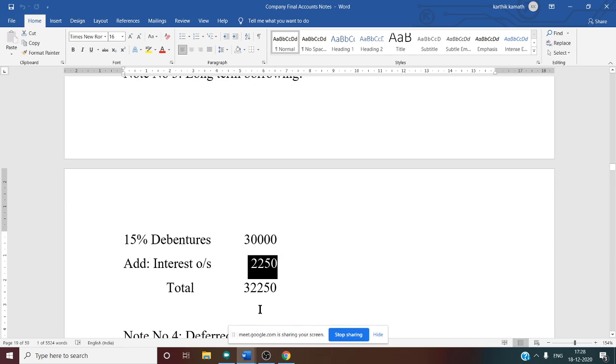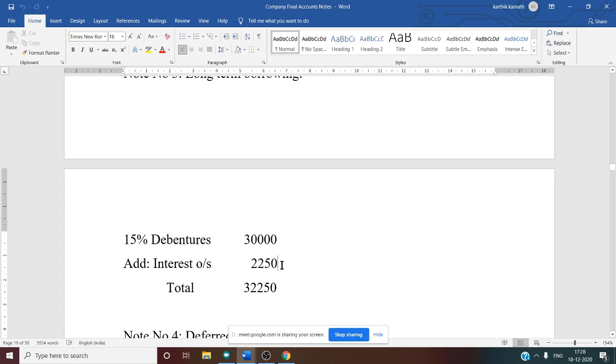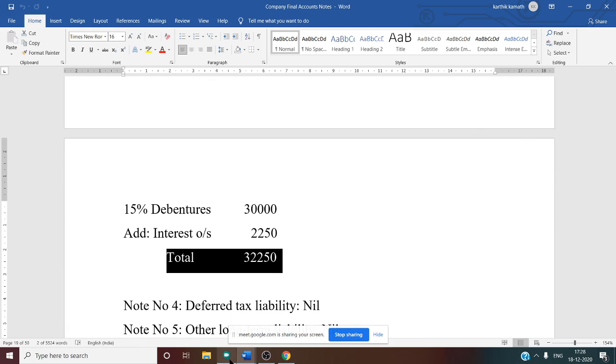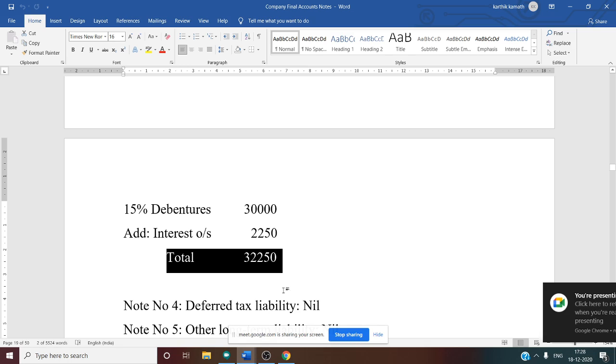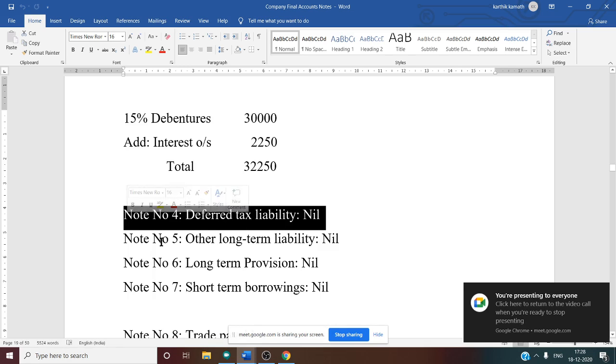Then we have to get the final total of note number 3, that is 30,000 plus 2250, final total 32,250. Note number 3 is over. So like this we have to do for all the 21 working notes. Now we have finished the third working note, and you see now the fourth working note is about deferred tax liability.